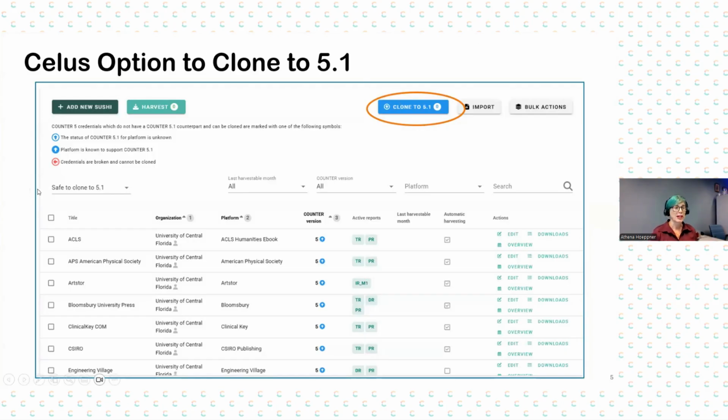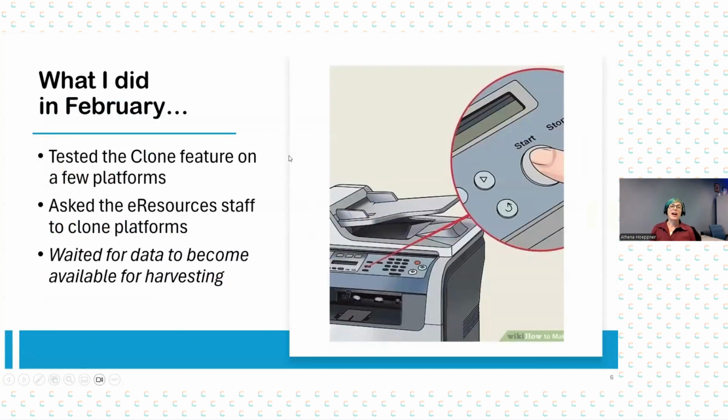I have a screenshot here showing one of the sushi management pages, and it has a filter for safe to clone to 5.1. It shows you the symbol here that indicates that this can be cloned to 5.1. I'm seeing the 5.0. I can click this check mark, click clone to 5.1, and it will happen. Or I could just click this check mark where it says title, and everything will be checked, and I can clone them all at once. Very easy, right? And that's kind of what I thought I would be doing.